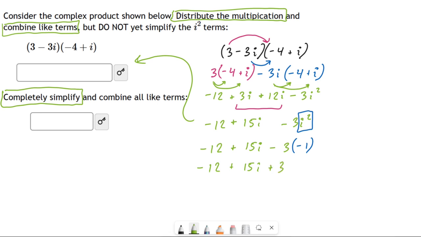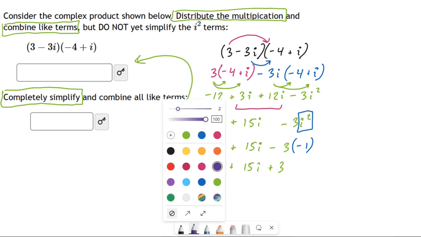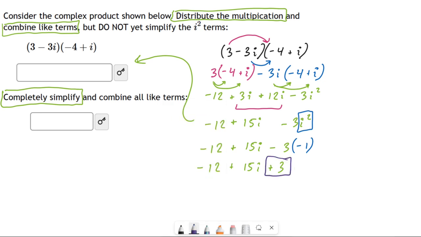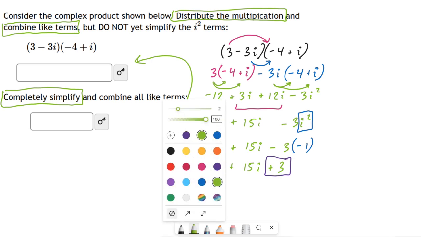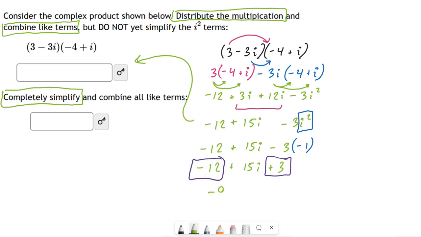The sign flips. And now, if you look again, you'll see I've actually got more like terms. I've got a plus 3 over here and a negative 12 over there. So that's going to turn this into negative 9 plus 15i. That would be my final, super simplified answer. I can't take that any further.